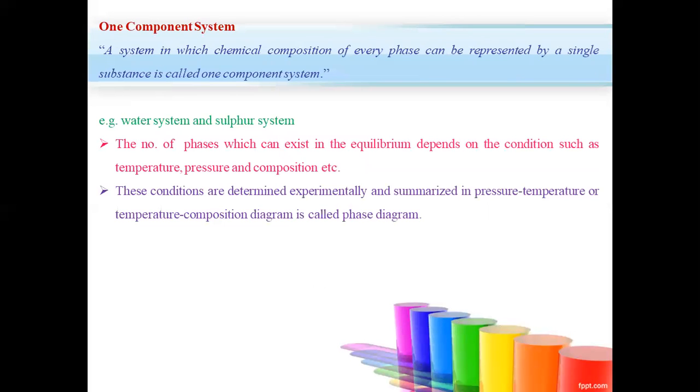Next, the one component system. We have to know about that. In a one component system, the chemical composition is the same throughout the system, but different phases are present. A system in which the chemical composition of every phase can be represented by a single substance is called a one component system, for example the water system and the sulfur system. The number of phases which can exist in equilibrium depends on conditions such as temperature, pressure and composition. These conditions are determined experimentally and summarized in a pressure-temperature or temperature-composition diagram.